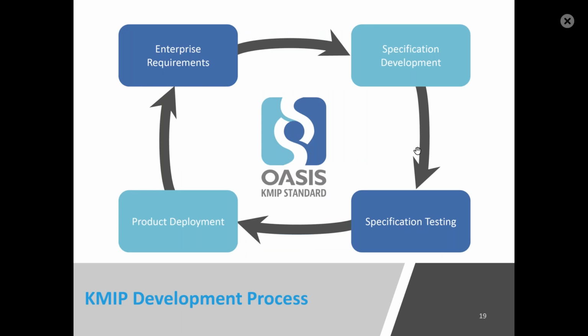Okay, so in terms of how that all works within the KMIP Technical Committee, we have a fairly robust development process. Basically, we'll be taking in enterprise requirements from the market. That feeds into the specification development. That then is very well tested before we release a version of the specification. That goes into products, and then we see that coming around again. I'll come back to this slide in a moment.